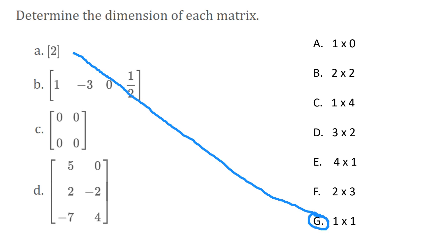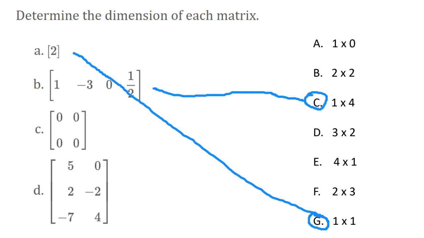Let's just do the B. So B is 1 row, but I have 1, 2, 3, 4 columns. So the dimensions of this matrix is 1 by 4. So where do we have 1 by 4? This is C right here. So B is, for this one, C.